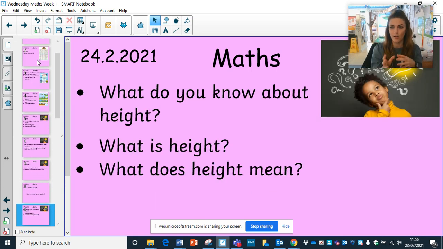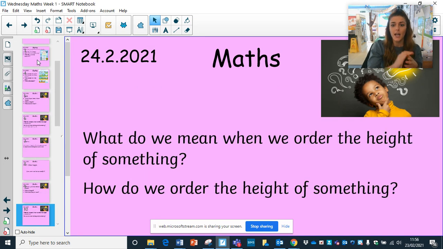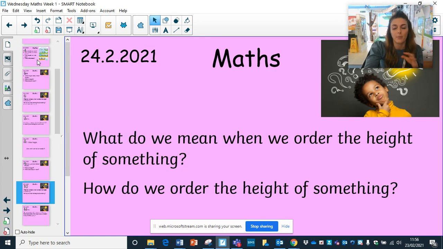So what do you know about height already? What is height and what does the height of something mean? What do we mean when we order the height of something, and how do we order the height of something? So similar, but remember we're not looking at length this time, we're looking at height. So how is that different? Pause if you need to have a think, research, have a talk, whatever's best for you, and then I'll reveal on the next slide what height is.